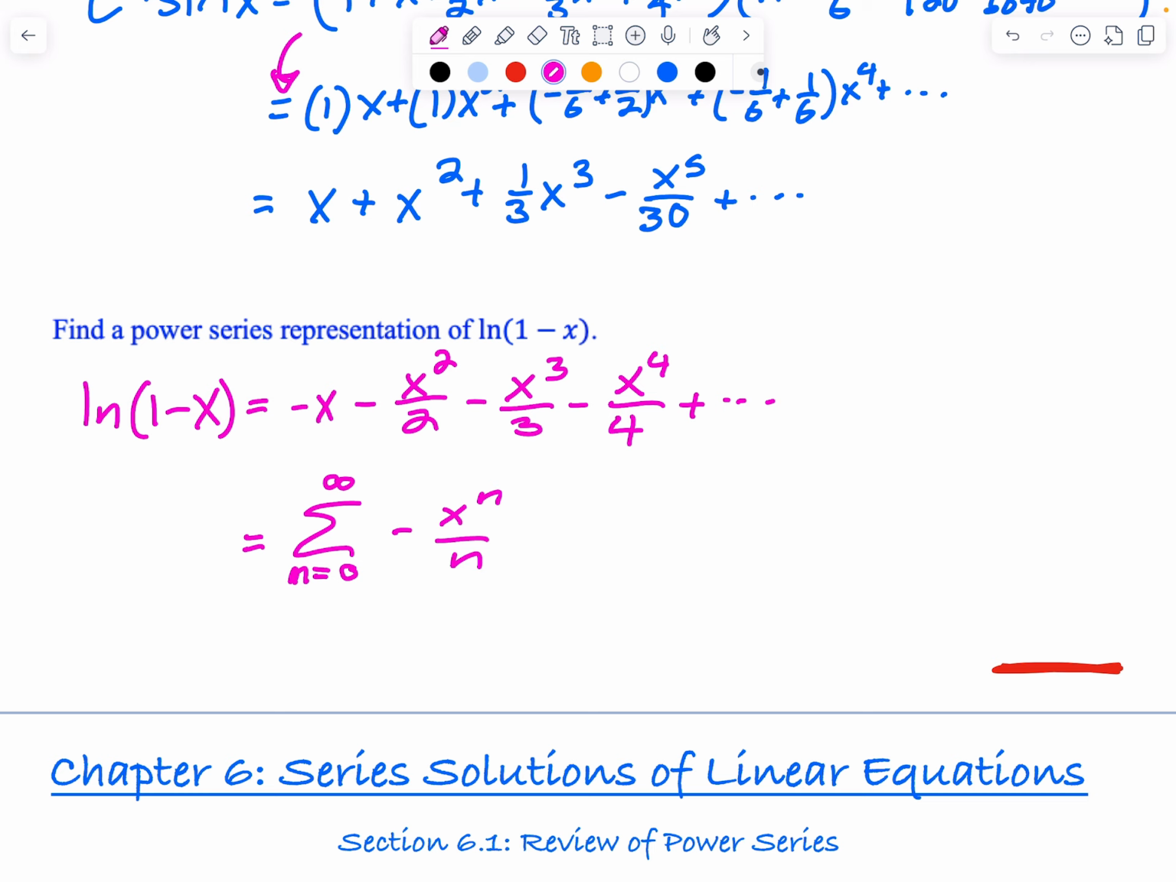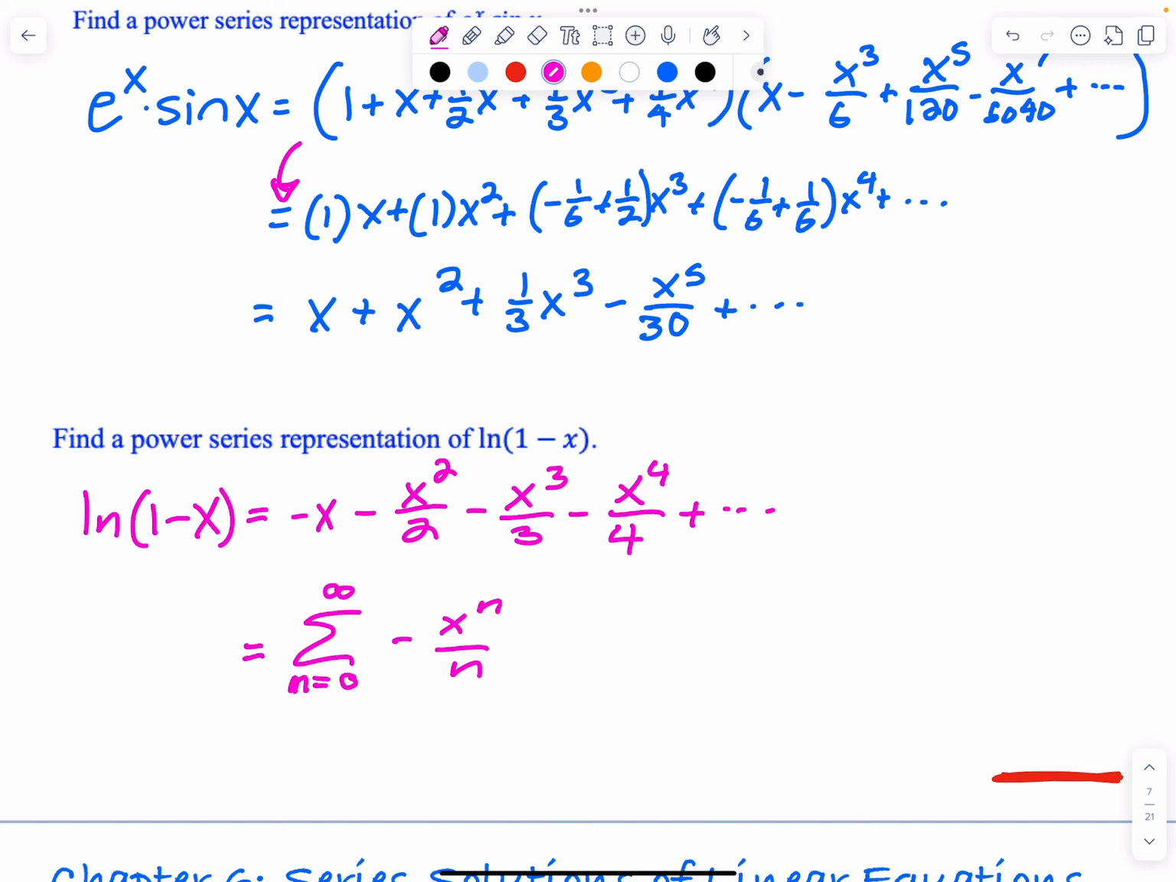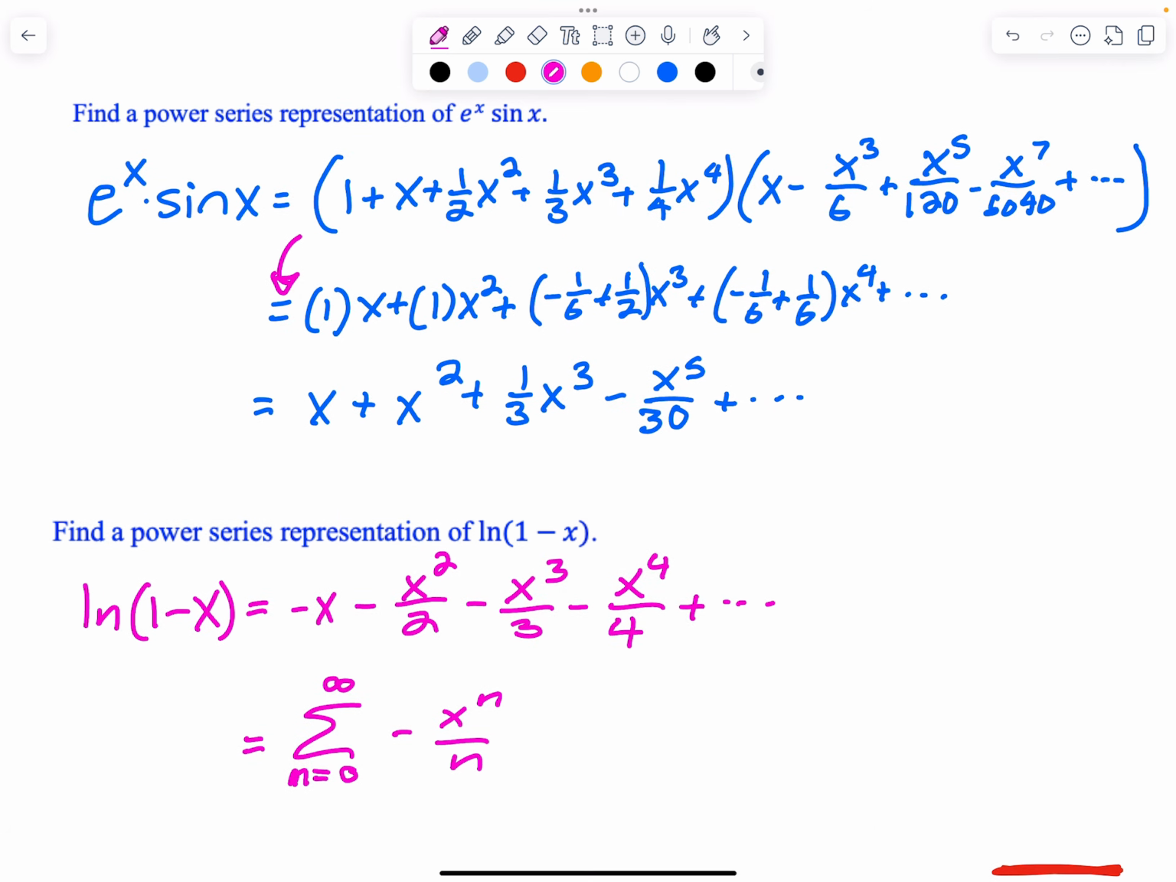All right, this is just a reminder of how these things work and why they're important. They represent crazy functions like sine and ln, things that would be hard to calculate by hand, and they turn them into a polynomial, which makes them much easier to deal with. All right.